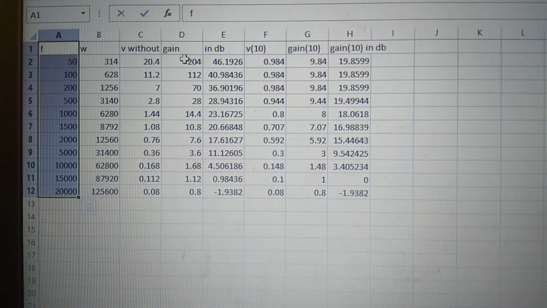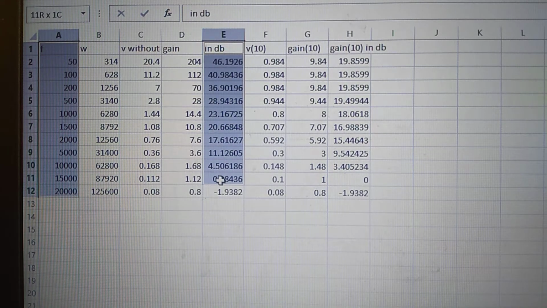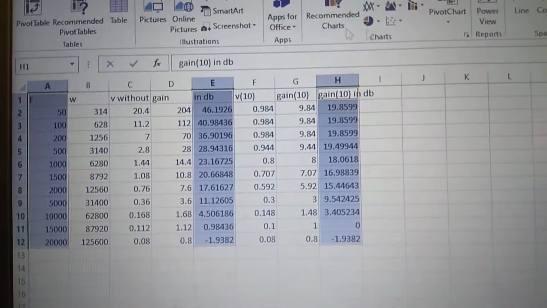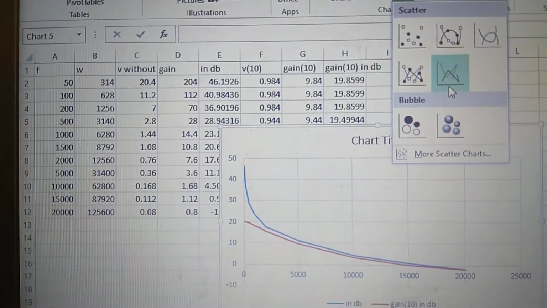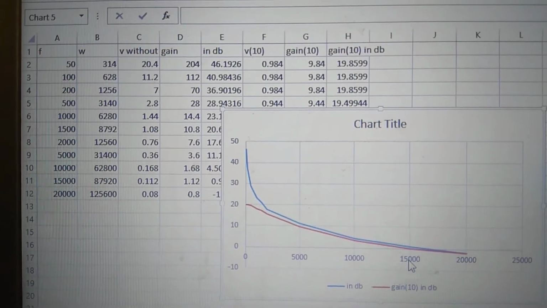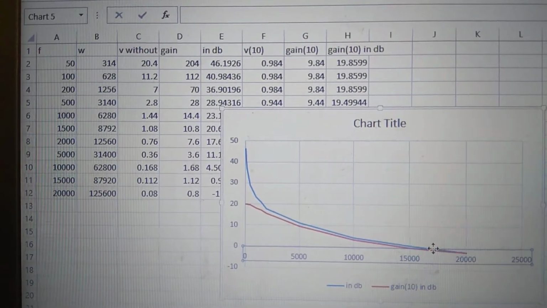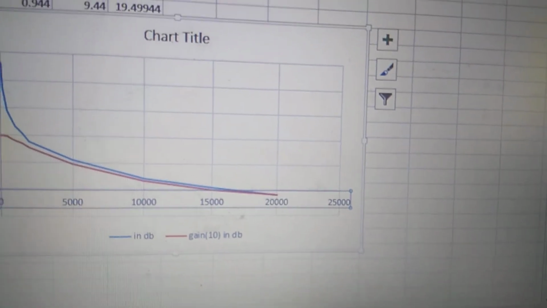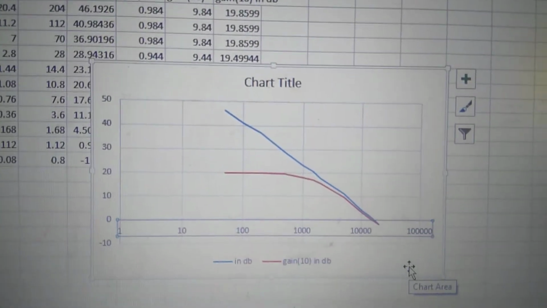This I have done: control and select this one, again press control, select this one. Now go to insert, go to chart, and there you got the chart. Now here you go to format axis, and if I go to logarithmic scale, make it a logarithmic scale, and now this is your Bode plot.